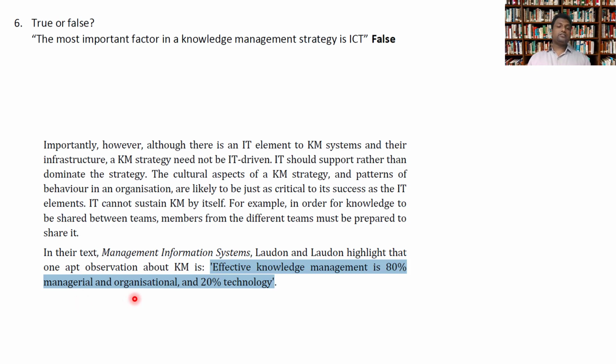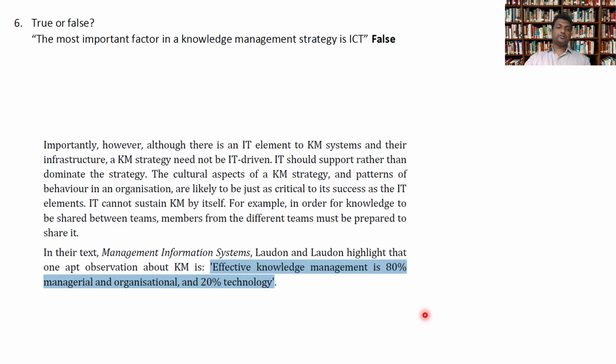Then the organization also should be ready, meaning the staff members and the customers, whoever is concerned, have to be ready to go through this change for the knowledge management. And only 20% technology will help to assist in this process.